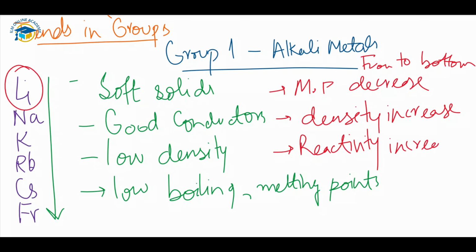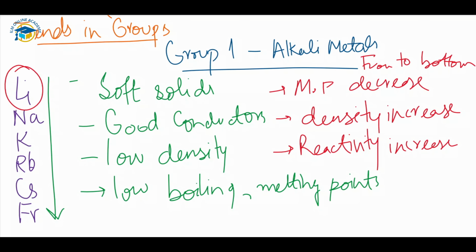So as we go down, or as we move down, the reactivity increases. So these are the trends: metals get softer as we go down, so that's why the density increases, and melting and boiling points decrease down the group.